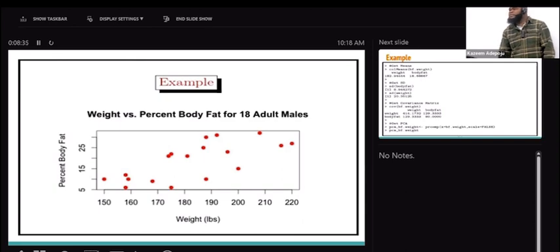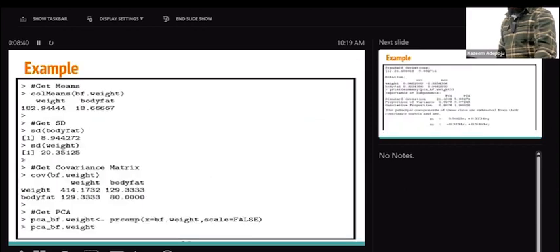Does that make sense? Okay. Now, this is a scatter plot of the two variables. Now, I want to construct a principal component analysis. You get the column means, because we need the mean of the weight, the mean of the body fat, the mean of the two variables. We also need their standard deviation.